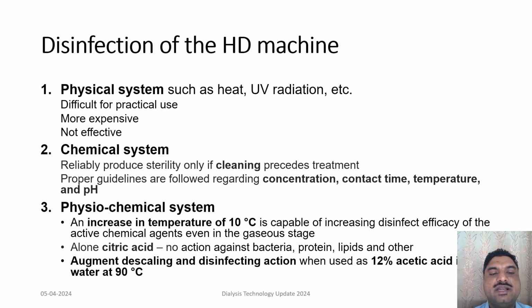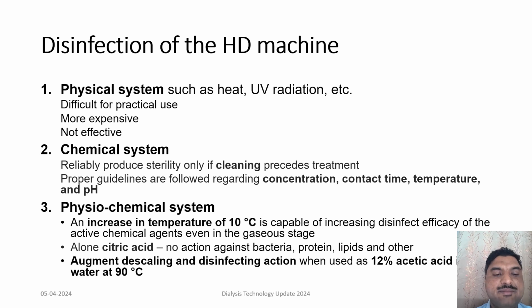While chemical systems are reliable for their sterilization action, they need very thorough cleaning before application, and proper guidelines have to be followed regarding their concentration, their contact time, the temperature at which they are used, and the pH at which they are used for their best action. A third approach, the physicochemical system, is the best one, considering that it combines the action of both. So it is seen that an increase of temperature of 10 degrees Celsius is capable of increasing the disinfectant capacity of many of the chemical agents, even in their gaseous forms.